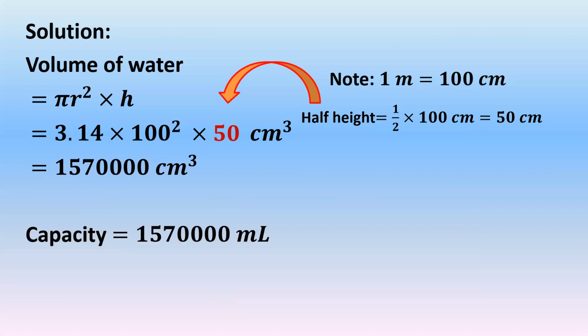Therefore, the capacity is equal to 1,570,000 milliliters. Converting this into liters, we divide it by 1,000 to get 1,570 liters.